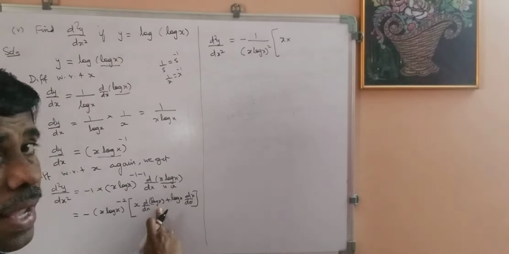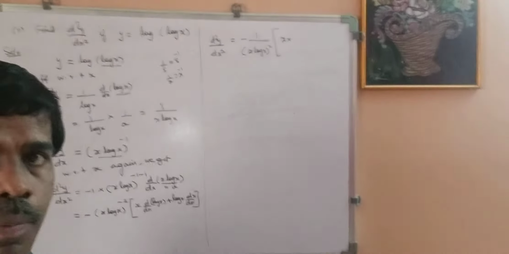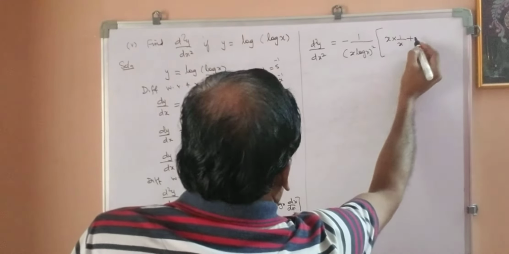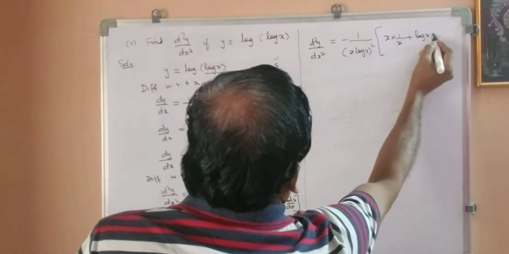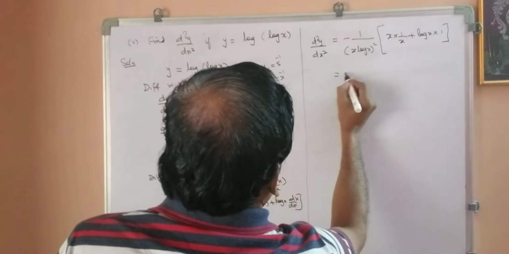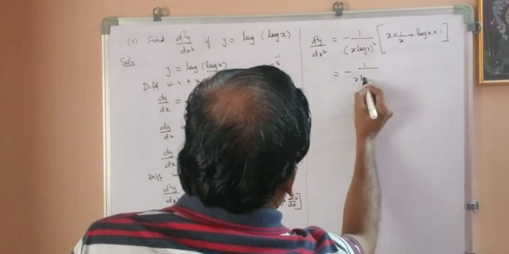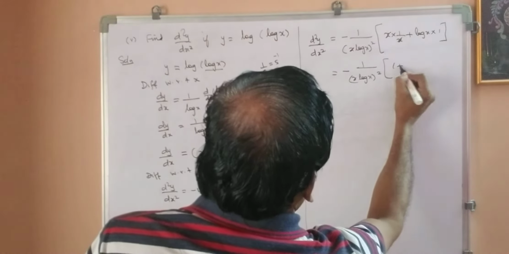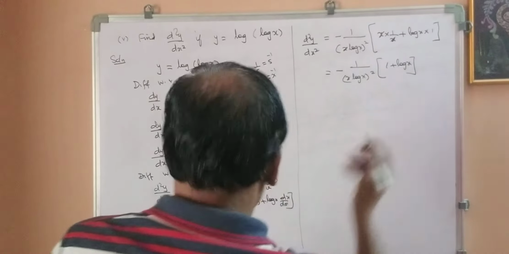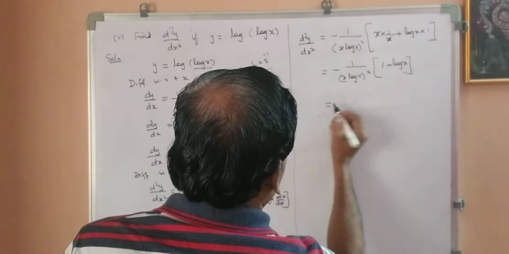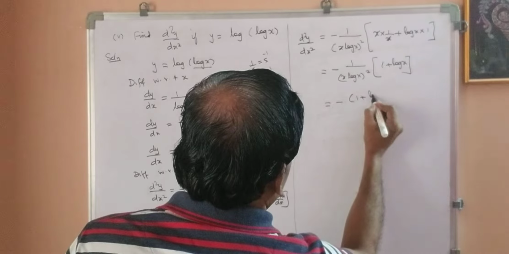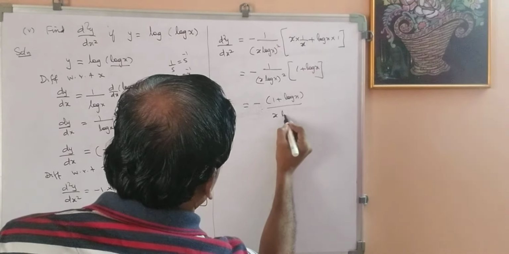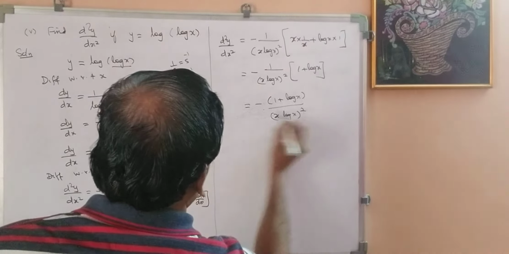is the derivative of log x? 1 upon x, plus log x into, what is the derivative of x? 1. So minus 1 upon x log x the whole square into 1 plus log x. So what will be your answer? Minus 1 plus log x upon x log x the whole square.